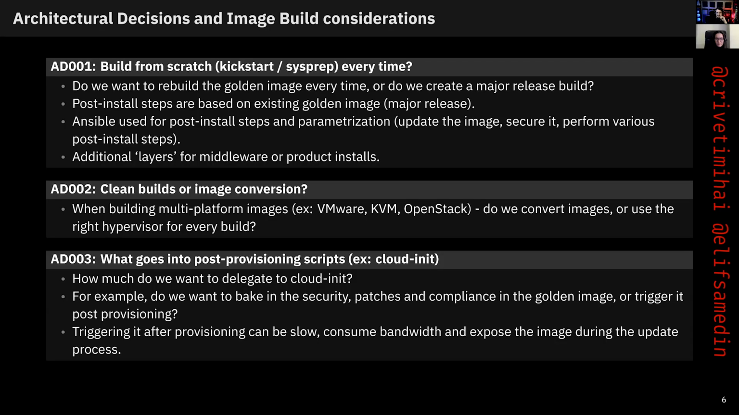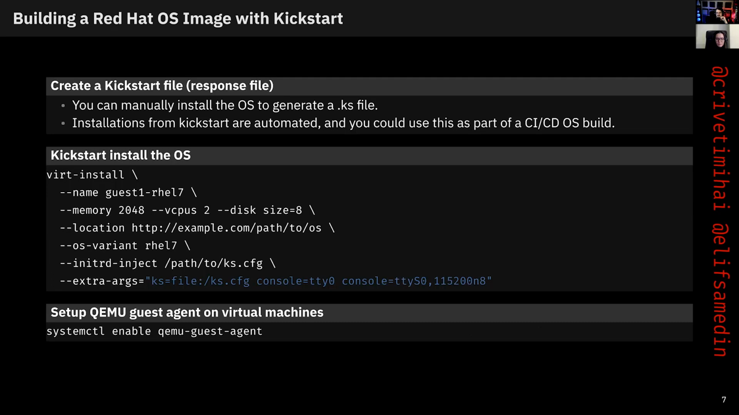Let's build an image by hand. So let's say we want to build a CentOS image or RHEL image, and we're going to do it with KVM. Do we want to use Kickstart, or do we want to script some steps manually? Do we want to build a clean image, or do we want to convert it? What goes into the post-provisioning script versus what goes into Cloud Init versus what goes into the image itself?